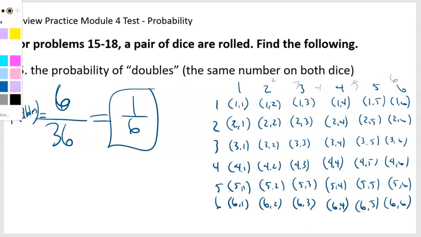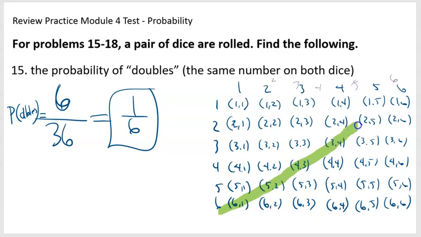So that's 6, 1, 5, 2, 4, 3, 3, 4, 2, 5, and 1, 6. Those add to be 7. Where's the 11 diagonal? Well, close to the 12. 12's at the end. 6, 5, and 5, 6. So all those that I highlighted in green are a sum of 7 or 11.